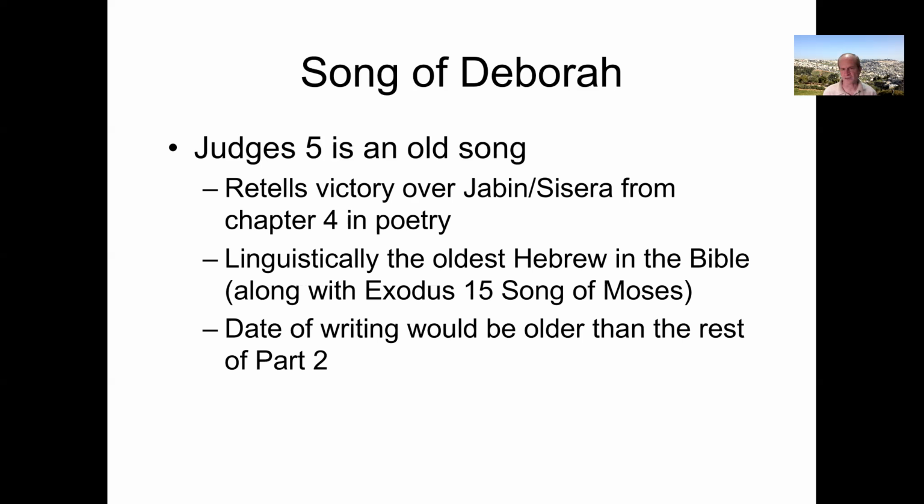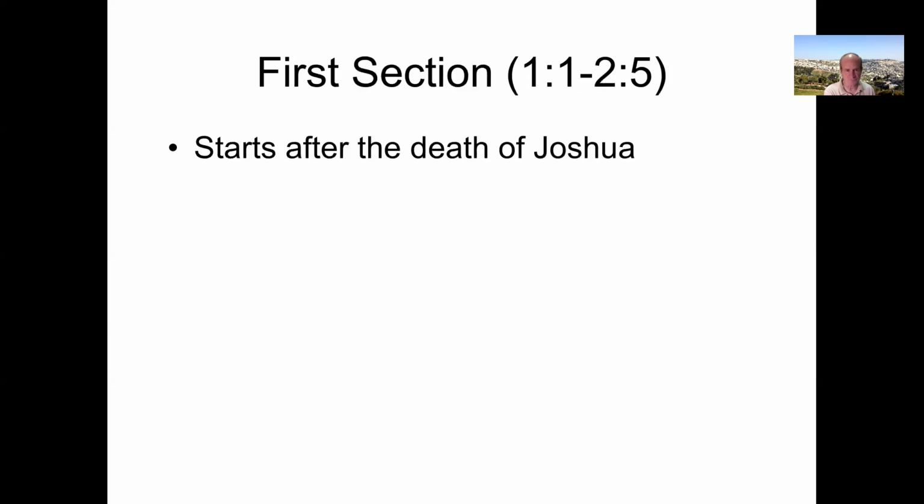So probably the date of writing or the date of the composition of the song is older than the rest of part 2. The rest of part 2, remember, I've got in the time frame of Solomon, which is a good many years after most of the judges lived. But Judges 5 is probably pretty close contemporary to the actual victory over Jabin and Sisera. And this song would, of course, have been included by the final author. So that brings us to the first section.